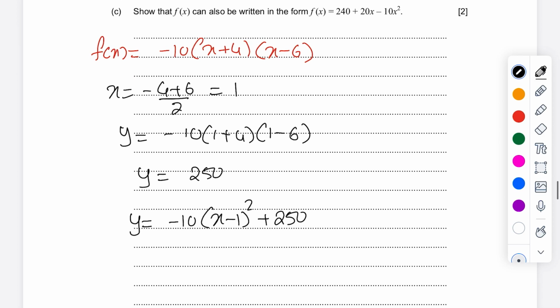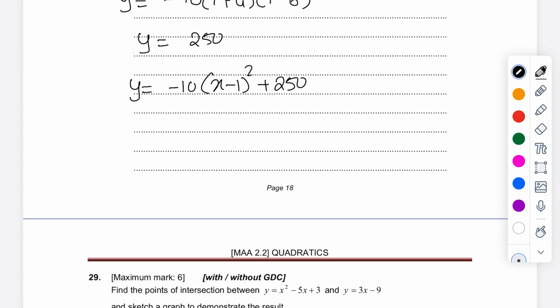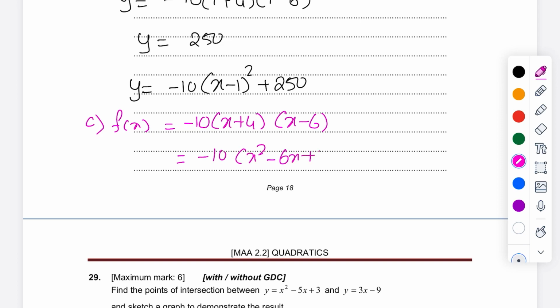Show that f of x can be written in this way. So for that, what am I going to do? Part C, f of x equals -10 of (x plus 4) times (x minus 6). So it becomes -10 of (x squared minus 6x plus 4x minus 24). So when I do, it becomes 240 plus 20x minus 10x squared.